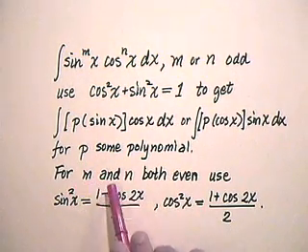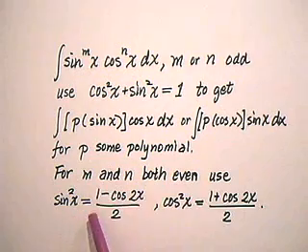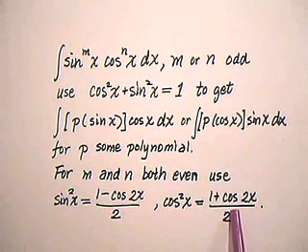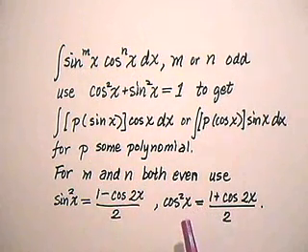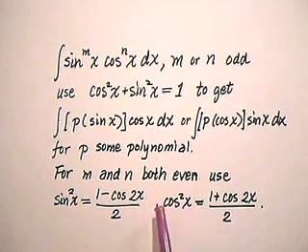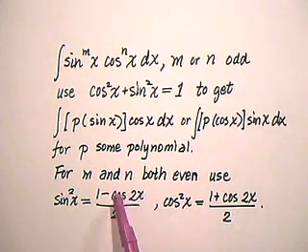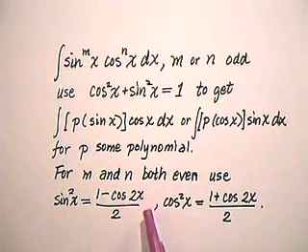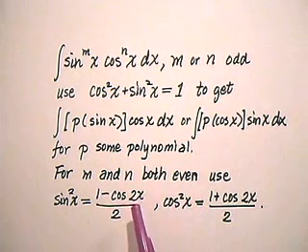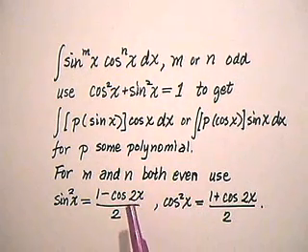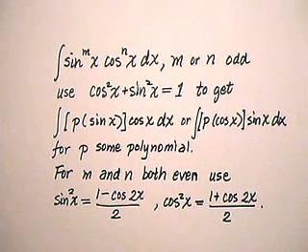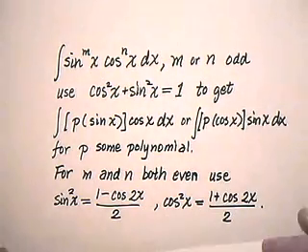Of course, if both m and n are even, we'll use these double angle formulas to reduce the powers by half. You'll get big algebraic expressions to multiply out, but you keep reducing the powers by half until you have at least one odd power. Well, the best way to see how this works is with an example. And so let's look at our first example.